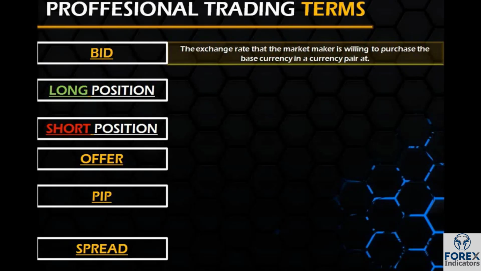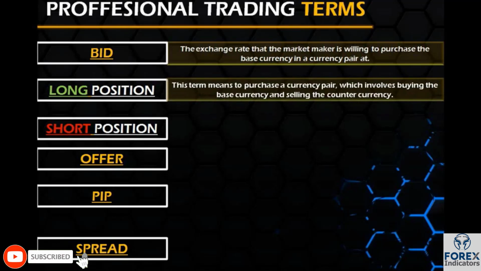And another term that you're going to come across is long position. Long position is the term which means to purchase a currency pair, which involves buying the base currency and selling the counter currency. So for example, if you're buying the Euro USD pair, you are basically buying the euro, saying that it will increase in value against the United States dollar.